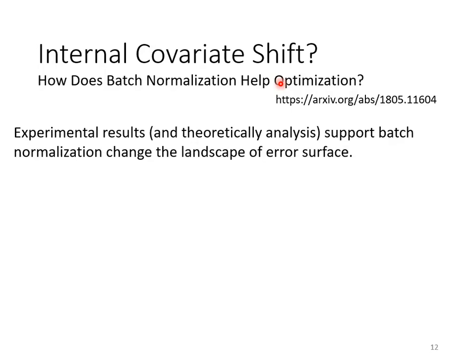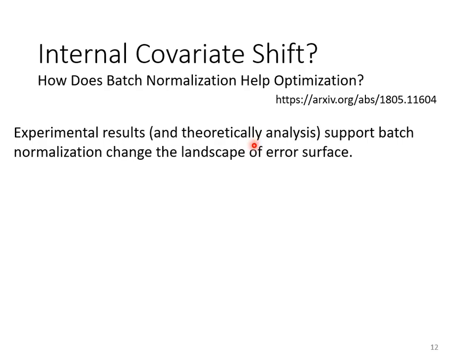Good. So, why is batch normalization better? This paper, How Does Batch Normalization Help Optimization, experimentally and theoretically supports that batch normalization can change the error surface. It makes the error surface less rugged. So this view is supported by not only theory, but also experimental evidence.